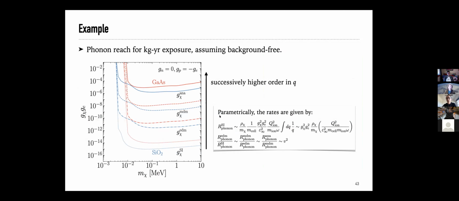And we can parametrically understand the rates. You see that the couplings involve the various quantities that are expected, such as the ionic charges, the dielectric, which contributes to what we call screening, and then the masses of the ions and the phonon frequency.